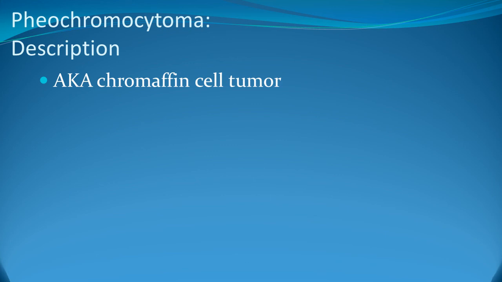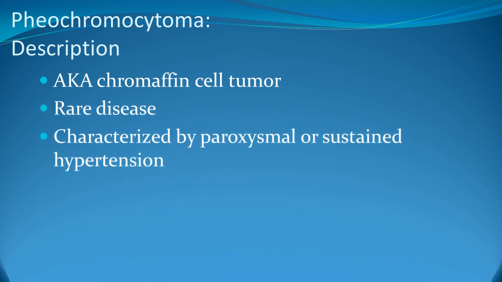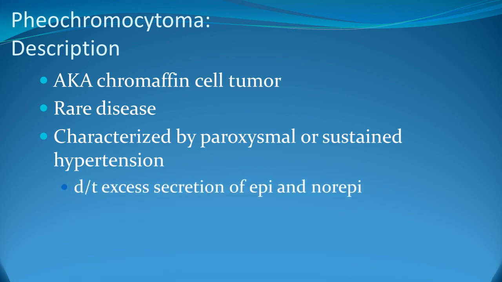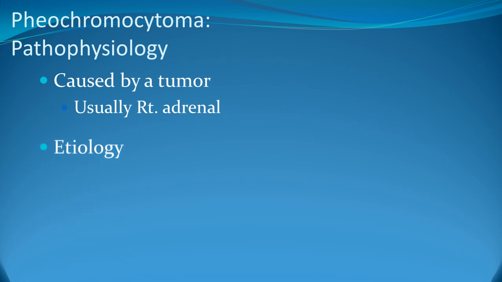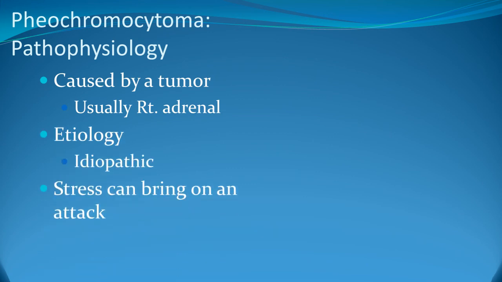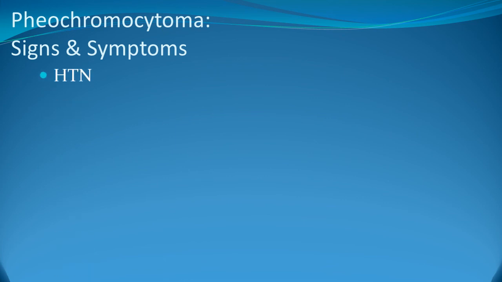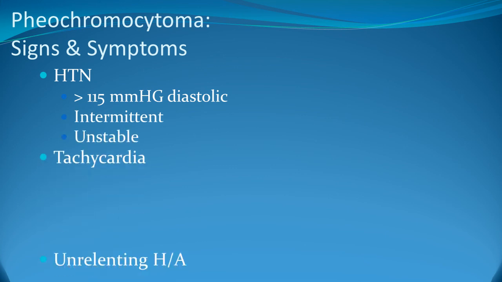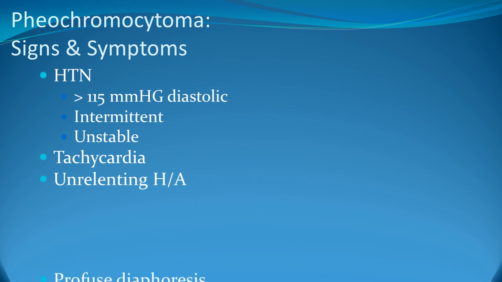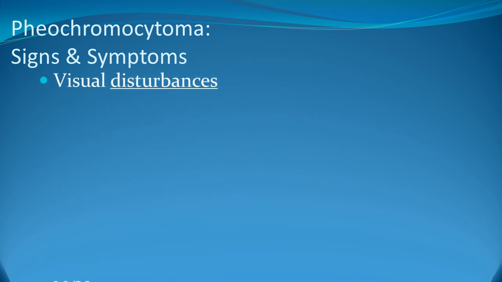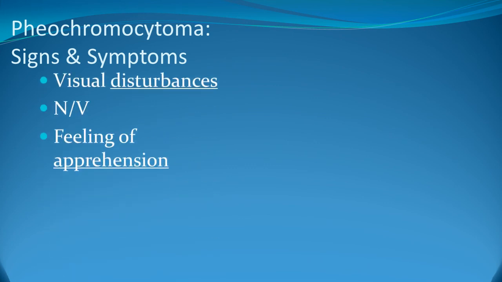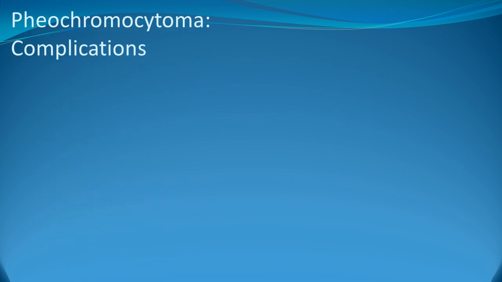It is also known as chromaffin cell tumor, and it's a rare disease characterized by paroxysmal or sustained hypertension. There is excess secretion of epinephrine and norepinephrine, and it is caused by a tumor, usually a right adrenal tumor. Etiology is idiopathic. Stress can precipitate an attack. So the patient will present with hypertension, which could be intermittent, unstable, tachycardia, unrelenting headaches, profuse diuresis, palpitation, visual disturbances, nausea, vomiting, feeling of apprehension, and elevated blood glucose levels.